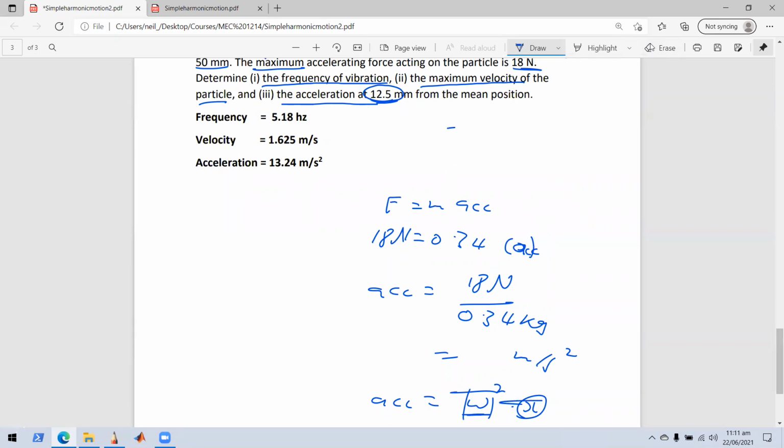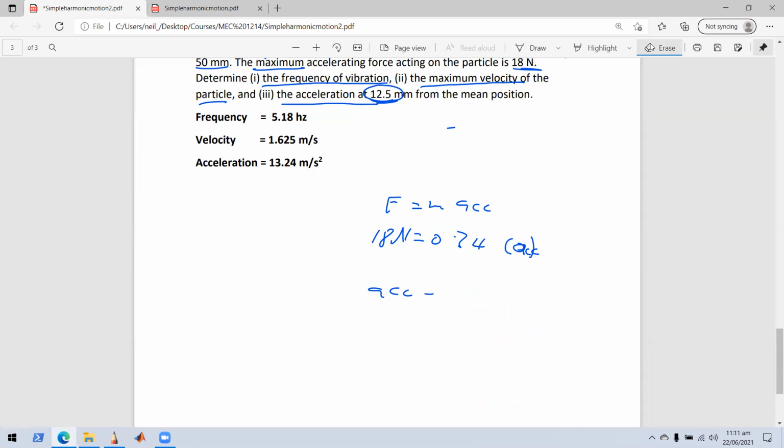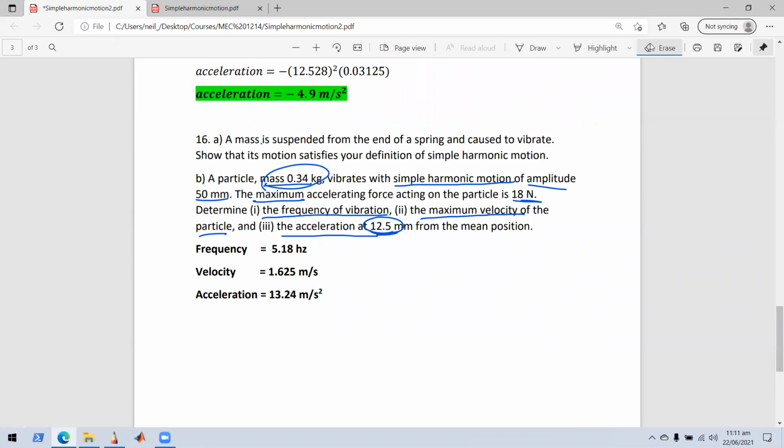And the other two parts of the question, maximum velocity and acceleration, are pretty straightforward. Okay, so take a few minutes and work this question. I have the answers printed out there at the bottom, so you can verify as you go along. All right.